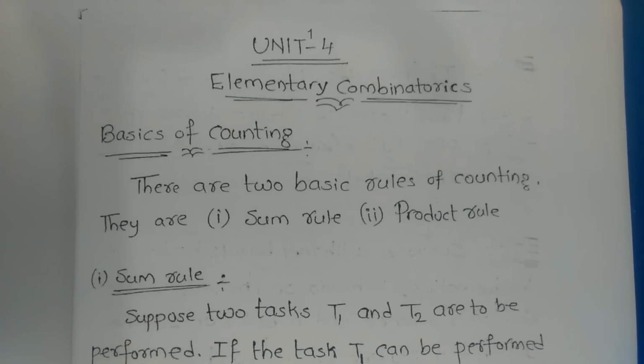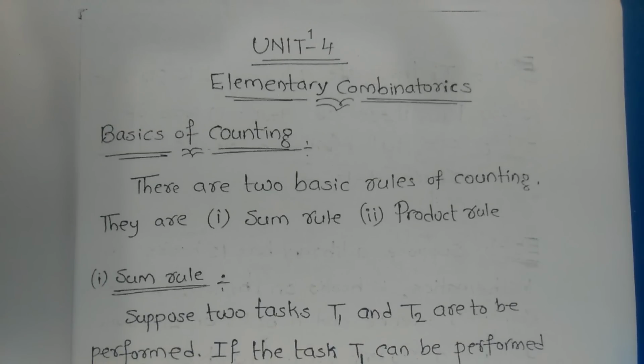Hello everyone, we shall start the new chapter in the discrete mathematics subject, which is unit 4. It is elementary combinatorics, and this is about the basics of counting, about the sum rule and the product rule.